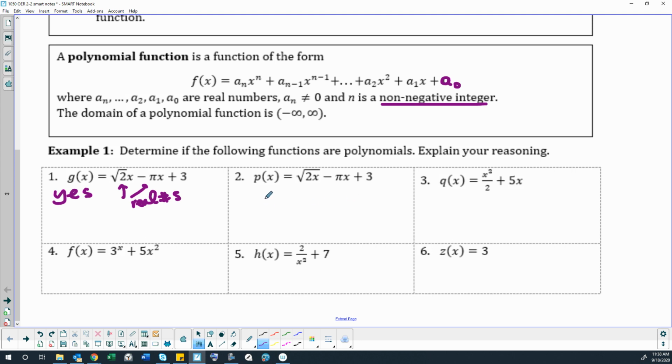Number 2, yes or no? So if you said no on question 2, you are correct. And the reason that's correct is technically because x is in the square root, that would mean that x has an exponent of 1/2. And that 1/2 is not an integer. Not integer. So that's why that one's no. All right, let's look at number 3, yes or no?